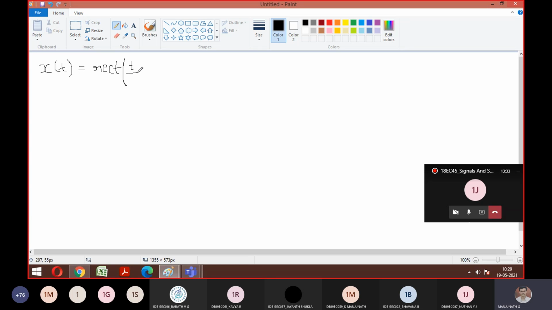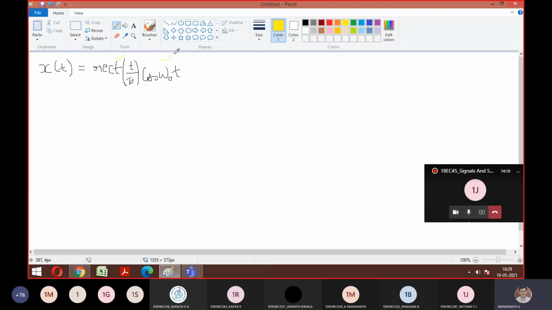Is it visible, guys, what I'm writing? Everyone, is it visible? Yeah. So this is the given question. For this, we are supposed to find whether the given signal is energy or power. So just make a note of the question and observe it carefully. We have done the rectangular form separately and the cosine form separately. Agree?